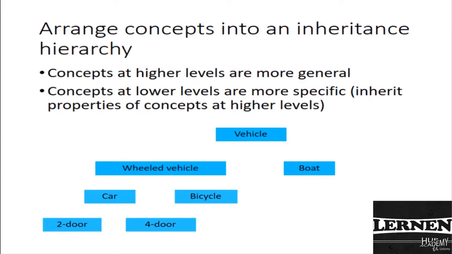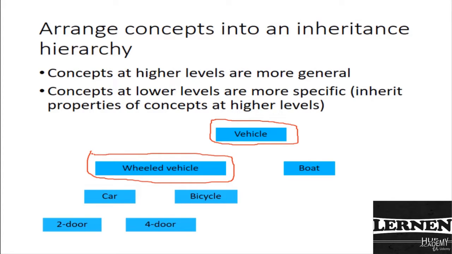So, arrange concepts into an inheritance hierarchy. Concepts at a higher level are more general, and concepts at a lower level are more specific. Inheritance means inheriting the properties of concepts at the higher level. Here we have a parent class, which is vehicle. Then we have another class, which is wheeled vehicle, and then boat.